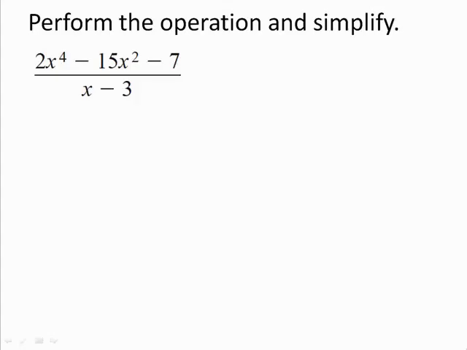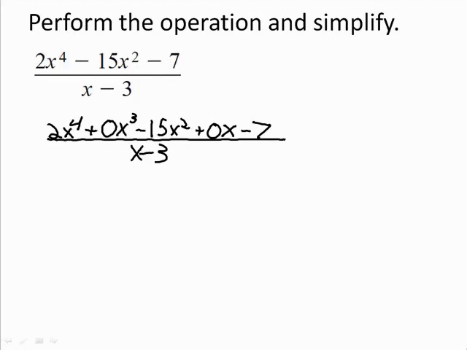Perform the operation and simplify. 2x to the fourth power minus 15x squared minus 7, divided by x minus 3. Use synthetic division to divide. Start by rewriting the numerator with an x cubed term and an x term. 2x to the fourth power plus 0x cubed minus 15x squared plus 0x minus 7, divided by x minus 3. Now write your synthetic division array.